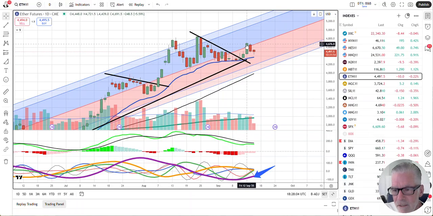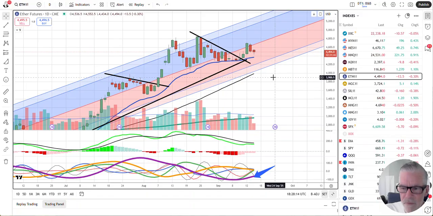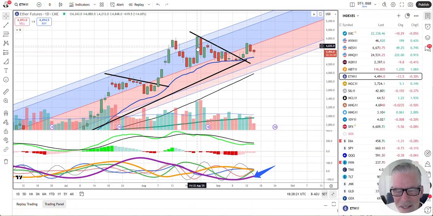Had a big, really nice looking green stick last Friday, closed last week, and everybody and their mother was buying Ether, and should be, right? But a couple of days of what do we call it? A little bit of back and fill off of that big green stick. Here's a good example why you don't buy a big green stick. Here's another good example. Don't buy a big green stick.